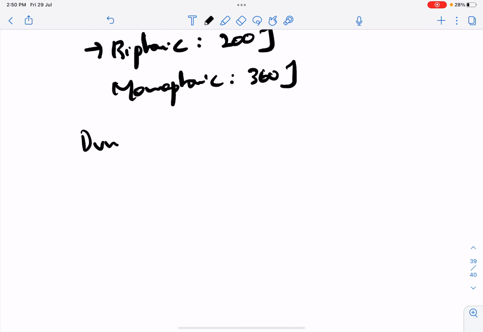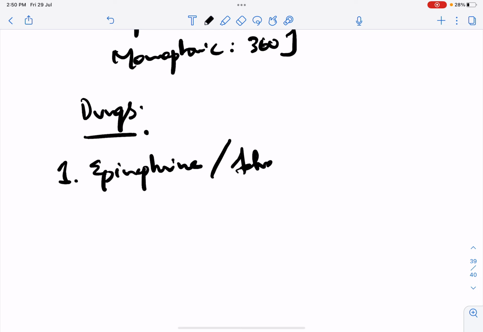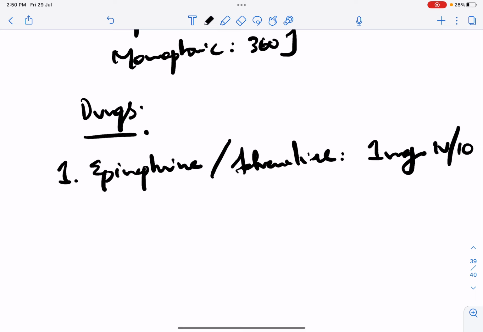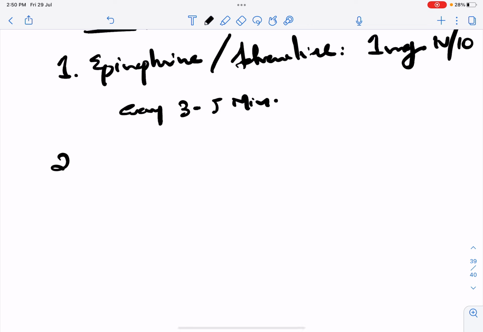Regarding the drugs used in ACLS, we have 3 drugs. The first drug is epinephrine, also called adrenaline. The dose is 1 mg IV, or it can be given intraosseous also, and it has to be repeated every 3 to 5 minutes.